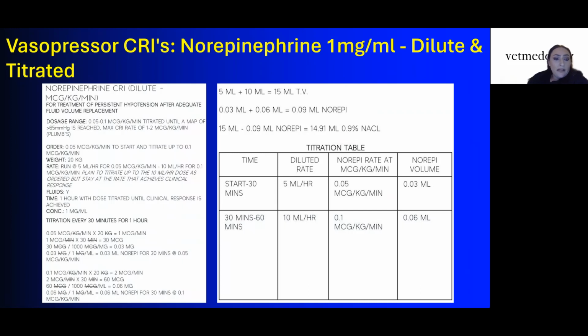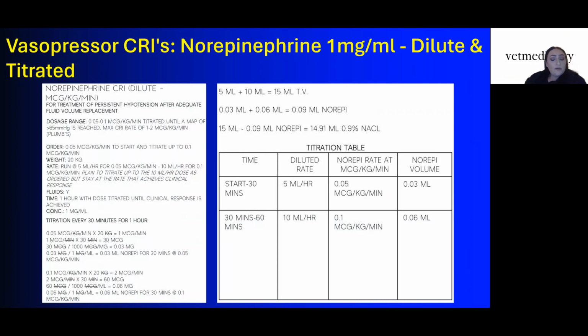The weight is 20 kgs. The rate, we're going to run it at 5 mils an hour for 0.05 mics per kg per minute and 10 mils an hour for 0.1 mics per kg per minute. And plan to titrate up to the 10 mil an hour dose as ordered, but stay at the rate that achieves clinical response. Fluids are unknown. Time is 1 hour with dose titrated until clinical response is achieved. Concentration is 1 mg per mil. We're going to be titrating every 30 minutes for 1 hour.